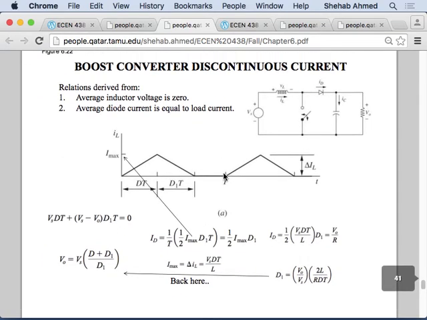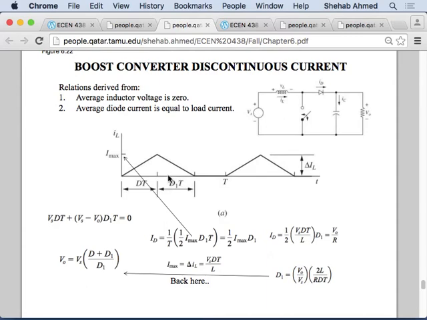For the boost converter, same thing, right? So we look at the inductor current. If the inductor current becomes 0 before the end of the period, that means we're operating in discontinuous mode. When does it fall down to 0? After a duration D1 times the switching period, right?